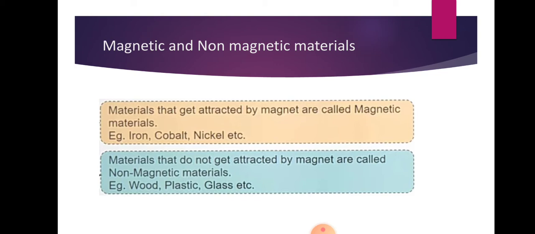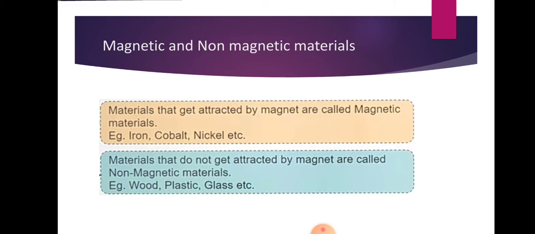And the materials which are not attracted towards a magnet are non-magnetic. So all the other objects besides these three, like glass, plastic, wood, all come under the category of non-magnetic material. So we can easily try and find out the different materials, and we can select which ones are the magnetic materials and which ones are the non-magnetic materials.